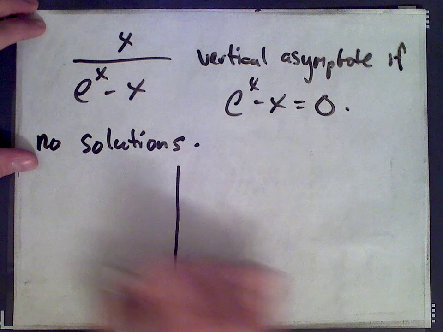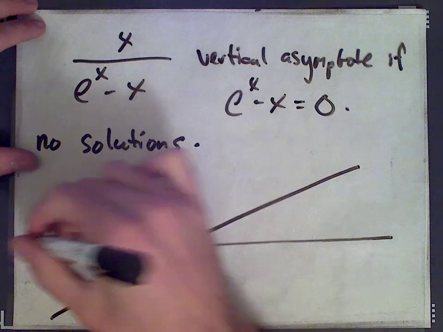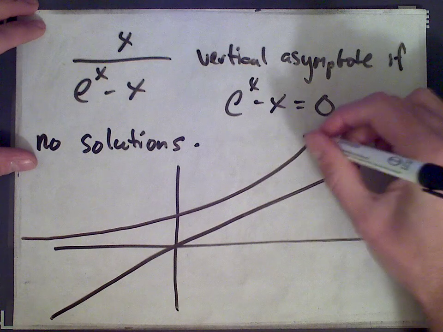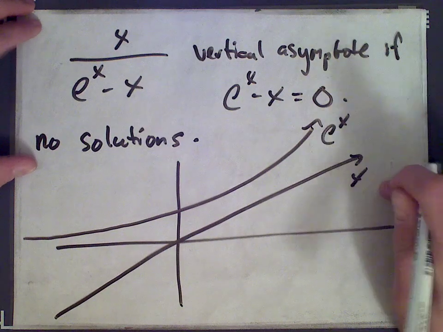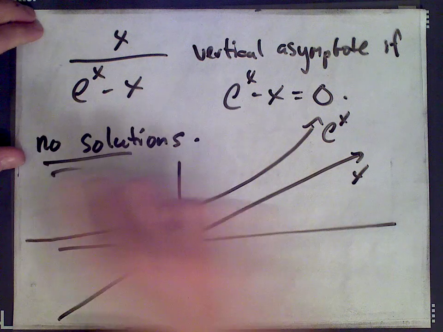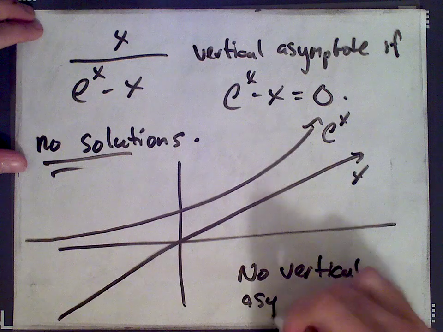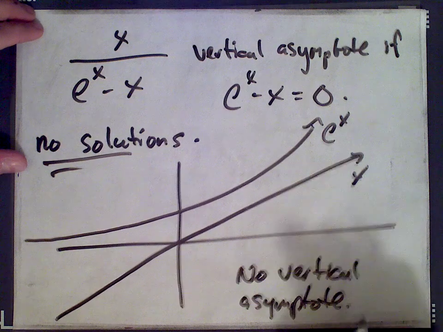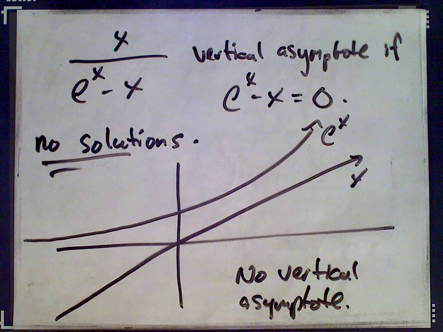Let's just take a look at the graph here. We have this linear function, and then e to the x grows above x. And so we see e to the x is always bigger than x, and they never intersect. So this is never 0, which means there's no vertical asymptote. Okay, so there's 2 horizontal asymptotes, one at y equals 0, one at y equals -1, and no vertical asymptote. And that's the solution to question number 15.